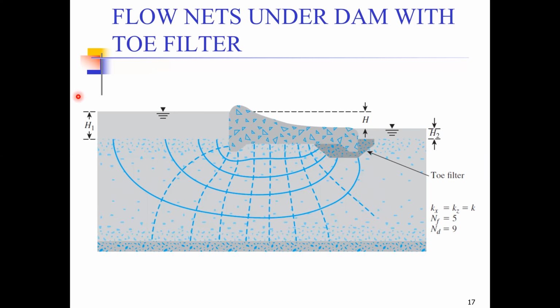So now you can just compare your answer, the flow nets that you have drawn, with this one. You can see the flow nets, all the flow lines which are terminating at the toe filter, because this has high permeability, and because of high permeability, it is very easy for the water to flow through this. And the equipotential lines are once again drawn by maintaining the basic geometry such that the angle between the flow lines and the equipotential lines remain almost 90 degrees.